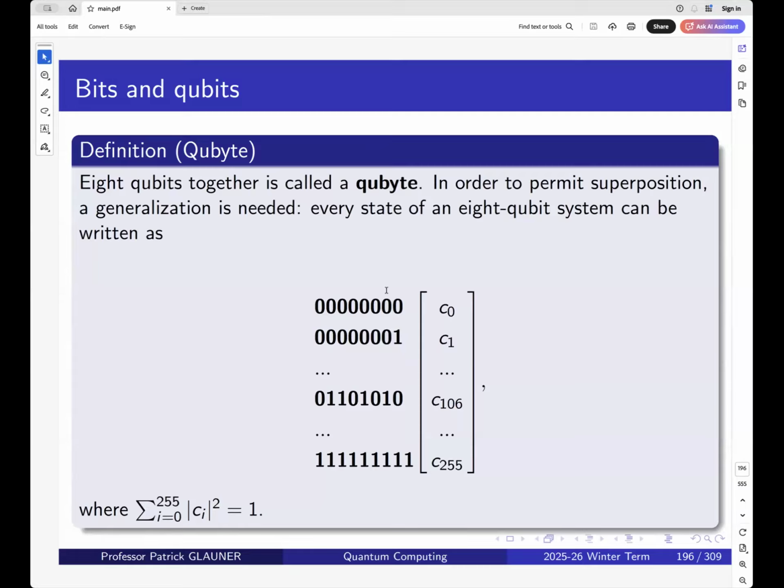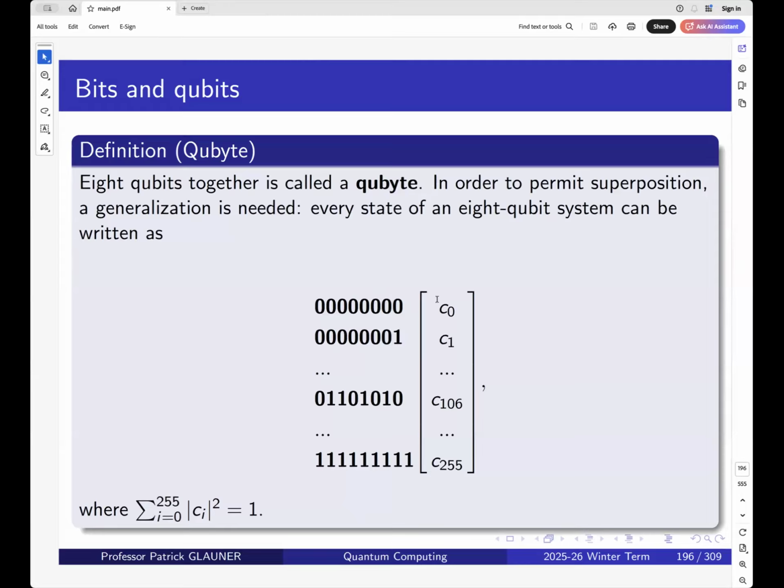So this leads to massive parallelism because I not only have one state of 8 entries, but my qbyte is in parallel in 256 states. And then if I manipulate my qbyte, I could manipulate 256 states in parallel. And this will lead to a massive speed up because of that superposition.